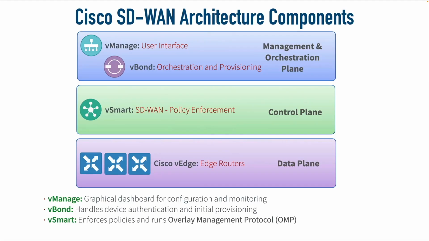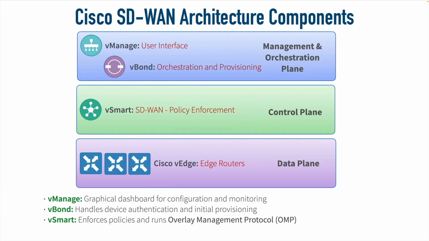Then there's vSmart. And I like to think of this like the Borg collective from Star Trek: The Next Generation. If you're a Star Trek fan, you might remember the Borg had a hive mind. If one drone learned something, they all knew it instantly. That's sort of like vSmart. It runs the Overlay Management Protocol, or OMP, and it sees the big picture. Instead of each router making an independent routing decision, vSmart coordinates everything centrally.